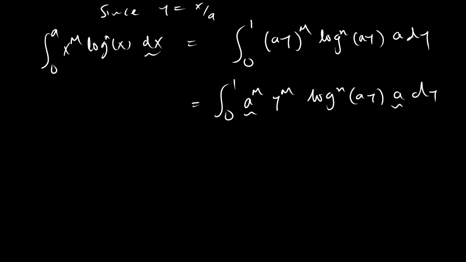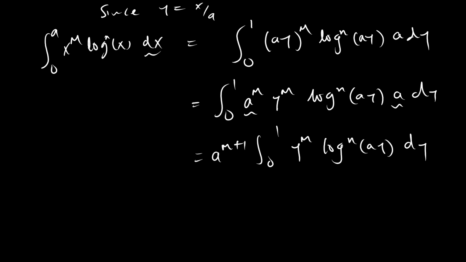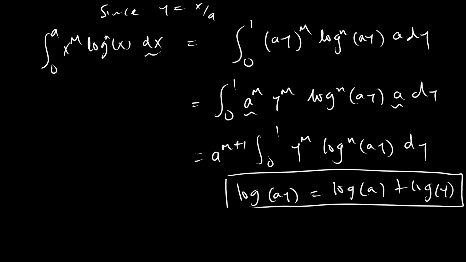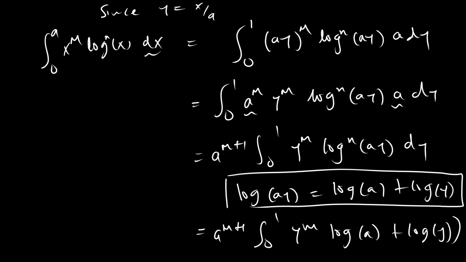So this and that can come out, so we have a to the m plus 1, integral from 0 to 1 of y to the m log of ay to the n, and using the rules of logarithm, where log of ay is equal to log of a plus log of y, using this, our integral becomes log of a plus log of y, to the power n.